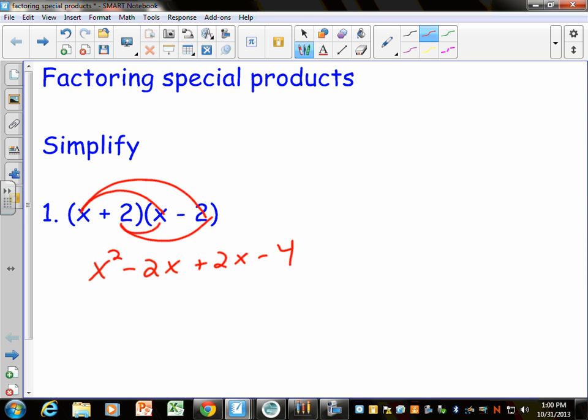Notice what we started with. These were almost the same parentheses, right? Except one was a plus and one was a minus. And look what happens. What happens to our middle terms there? They combine to give you 0, because a negative 2x and a positive 2x cancel out, and you're just left with x squared minus 4. We're going backwards today. Today, we're going to go from this, and you're going to go back to that.